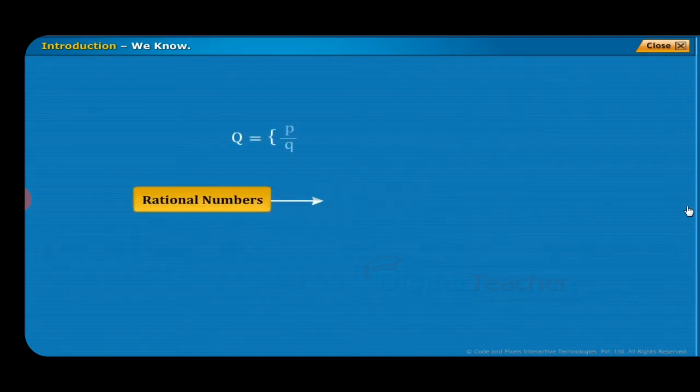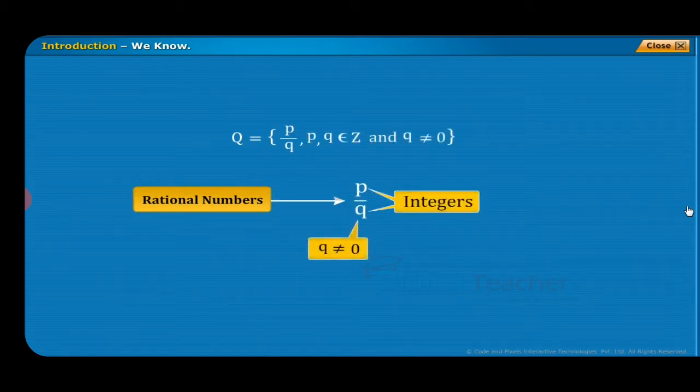Now, let us recall rational and irrational numbers. Rational numbers are the numbers that can be expressed in the form of p by q, where p and q are integers and q is not equal to 0. They are denoted by Q.